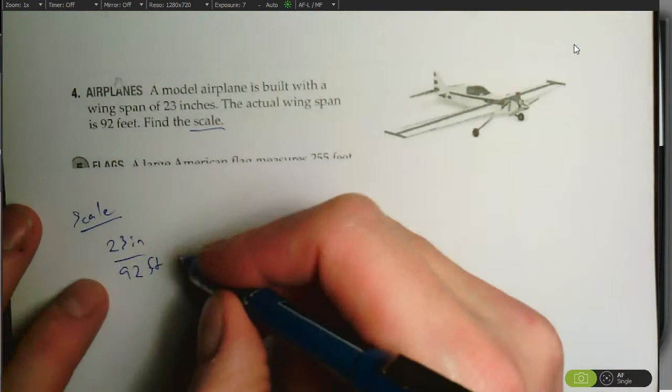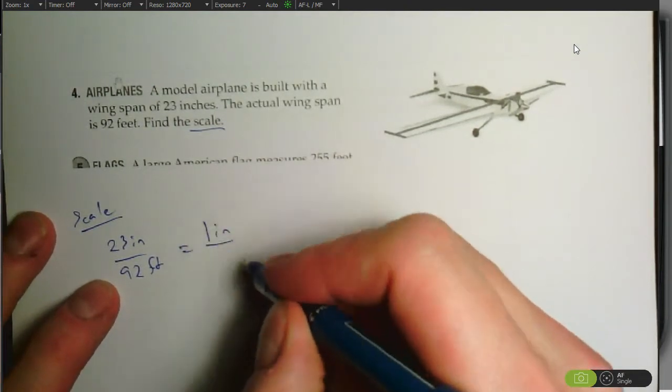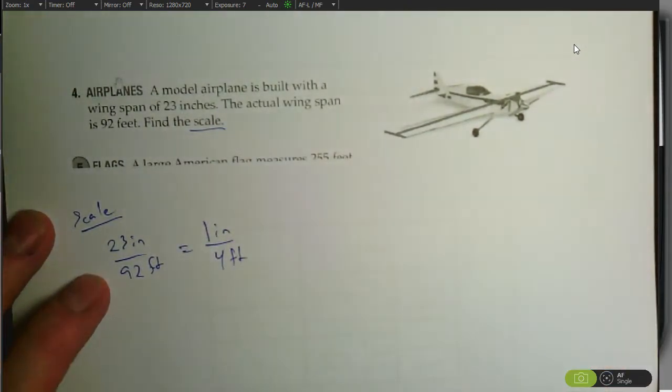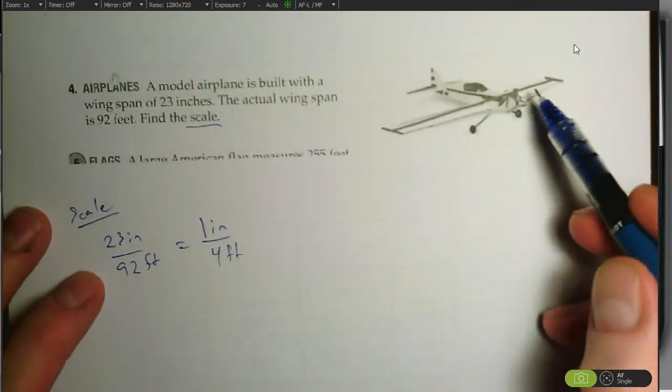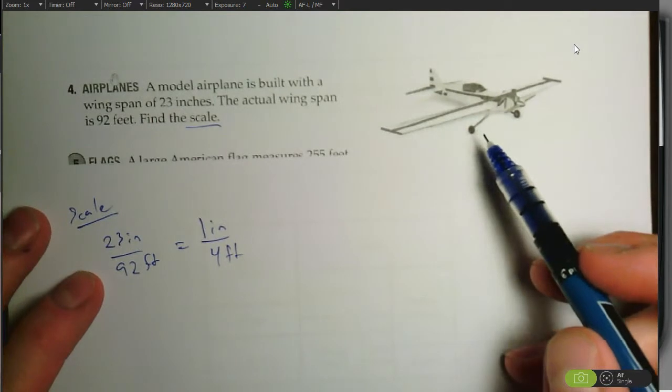They're both divisible by 23. We have 1 inch is 4 feet. So what that means is that's the comparison. If you have 1 inch on this airplane, you're actually talking about 4 feet in real life.